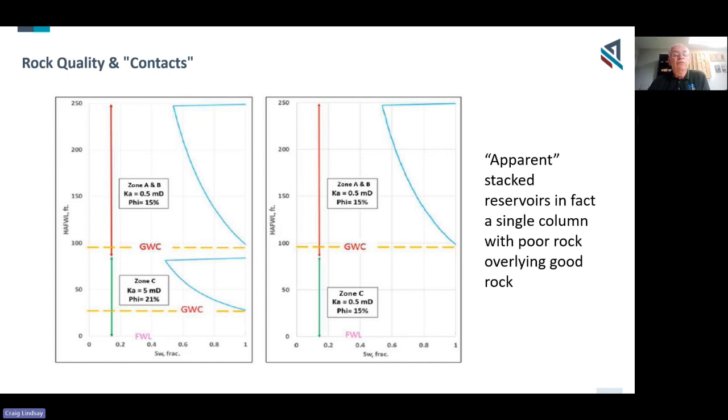And then we've seen something similar here where we've illustrated again how the rock quality affects that. So it can look like a stacked contact or stacked reservoirs. It's not the case. It's just down to the entry pressure, the pore radius, and rock quality.